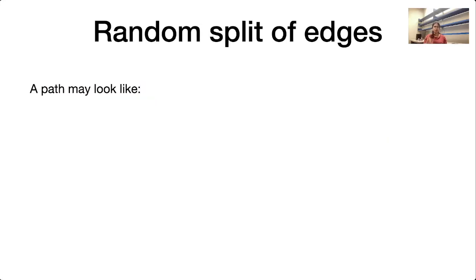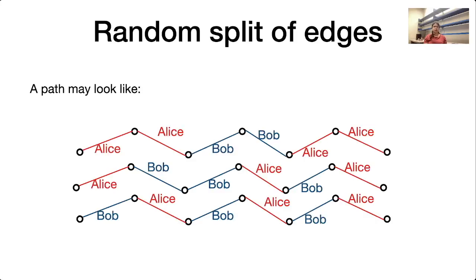Now let's look at what is going to happen to this graph under a random partition of edges between Alice and Bob. So any such path in this graph is going to look like this. Some edges belong to Alice, some edges belong to Bob, and we cannot control which order or which edges are given to Alice and Bob.